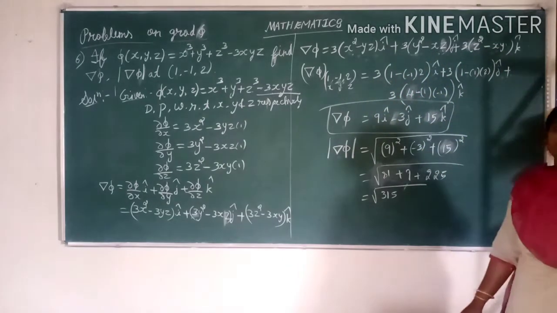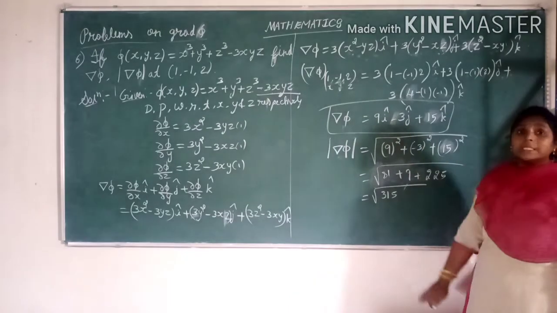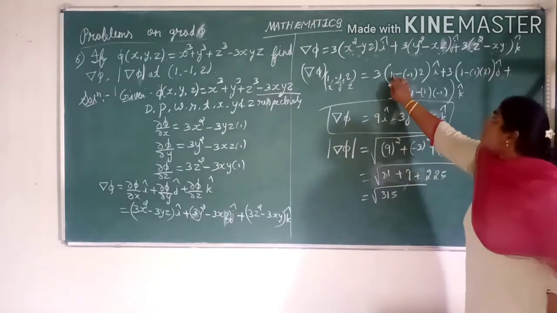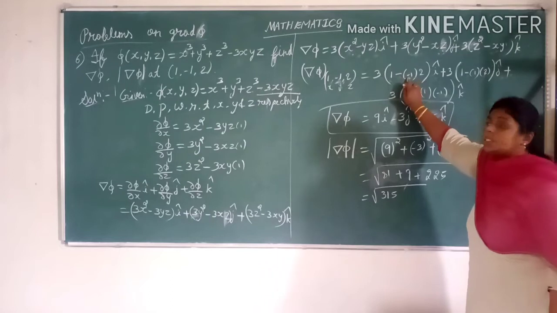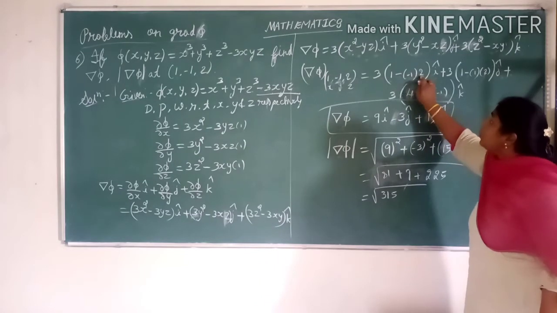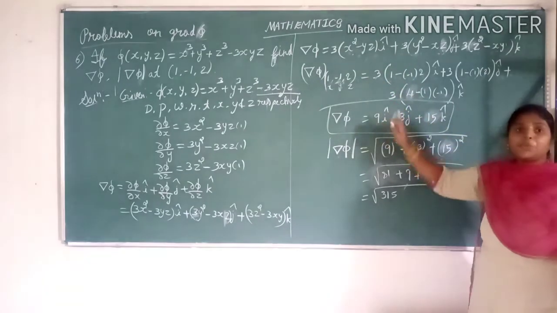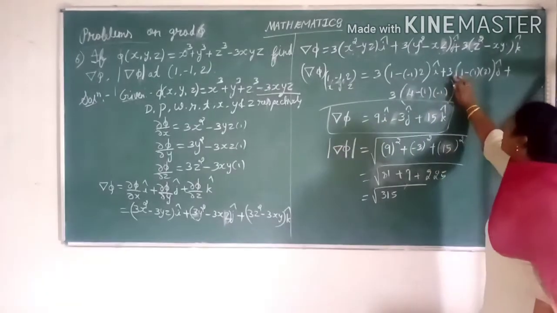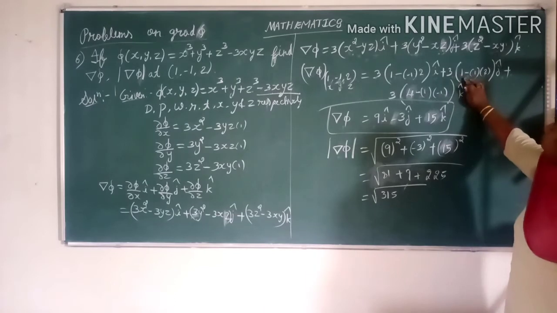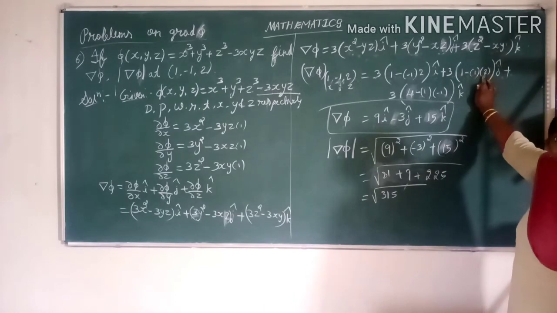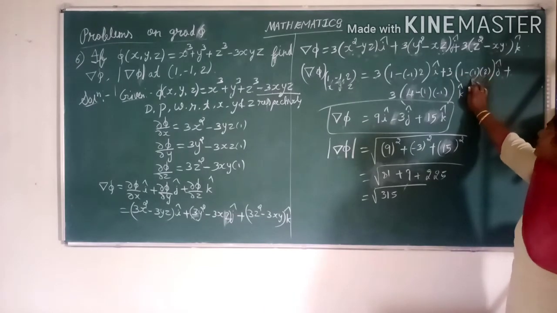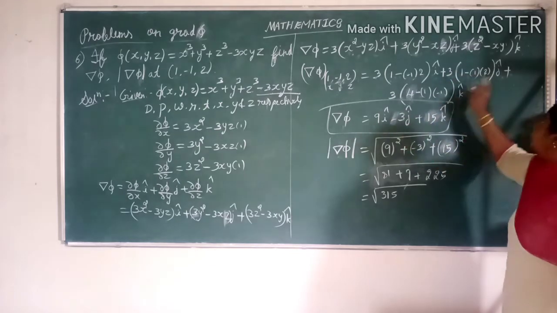After substituting the values of x, y, z, just simplify in the bracket first. 1 minus into minus is plus. Plus 1 into 2 is 2. 2 plus 1 is 3. 3 into 3, that is 9 into i cap. Next, plus 3 into 1 minus of 2. Minus of 2 is 1 minus 2 is minus 1, into 3 is minus 3 into j cap.